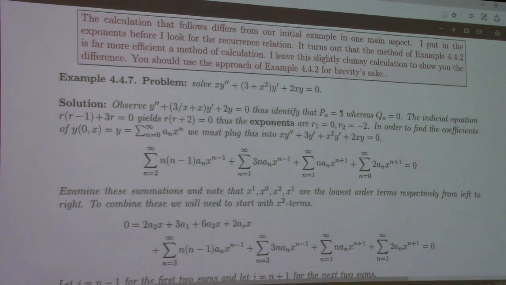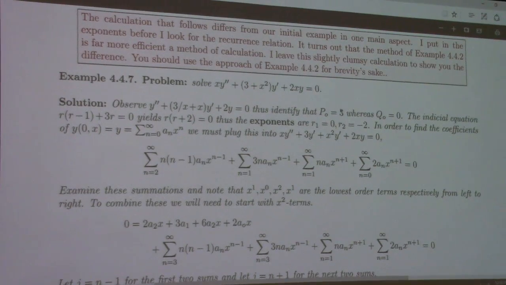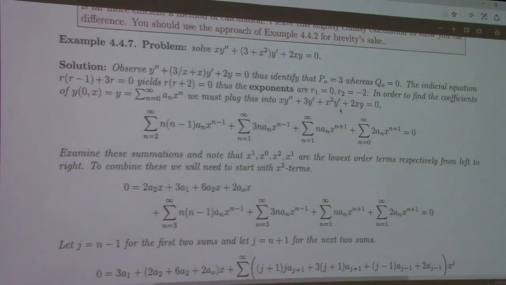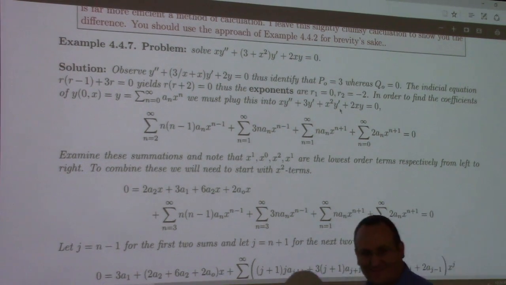So the calculation which follows here differs from our initial example in one main aspect. I put in the exponents before I look for the recurrence relation. It turns out that the method of example 4.42 is a far more efficient method of calculation, but I'm going to leave this slightly clumsy calculation to show you the difference. In other words, I was too lazy to retype this, but we'll suffer through it. My point was, this is what happens if you put the index in and calculate with it.